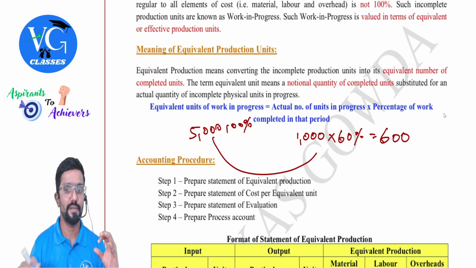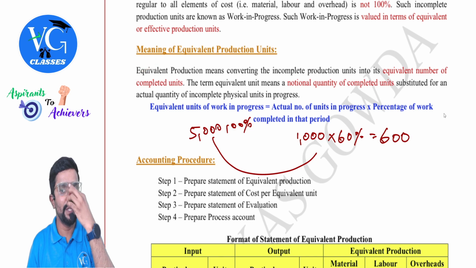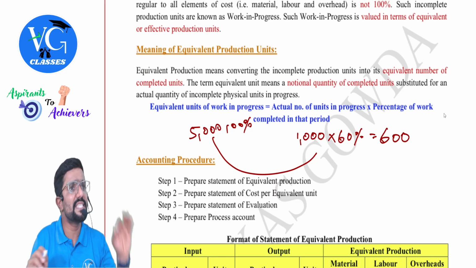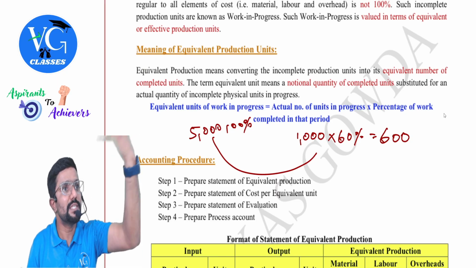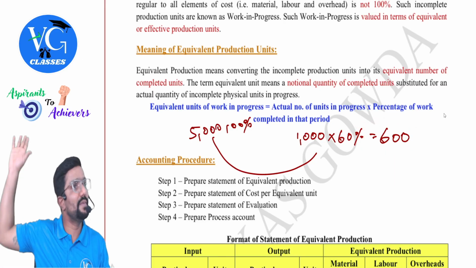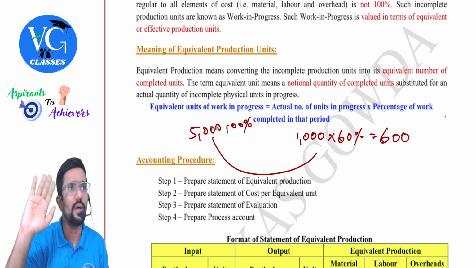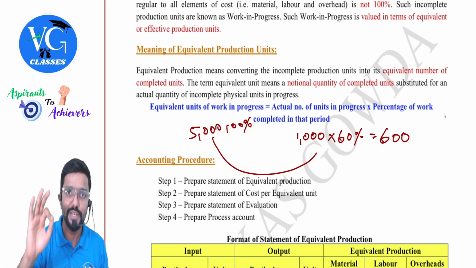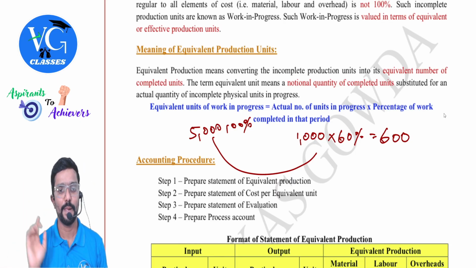Equivalent production means converting the incomplete production units into an equivalent number of completed units. Guys, it is just a notional calculation. Sir, does it mean that 600 units are completed? Can we go and sell them in the market? No, no, no. I am not selling them in the market. This is only for calculation purposes.